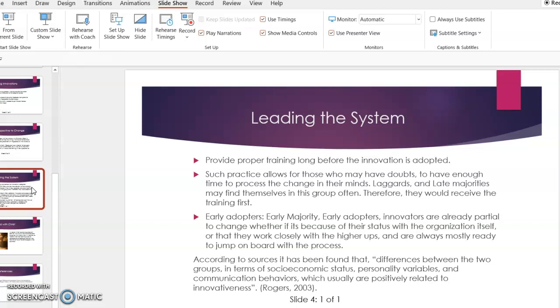Early adopters, early majority, and innovators are already partial to change, whether it is because of their status within the organization itself or because they work closely with the higher-ups and are mostly ready to jump on board with the process. According to sources, it has been found that the differences between the two groups in terms of socioeconomic status, personality variables, and communication behaviors are usually positively related to innovativeness. That's according to Rogers, 2003.